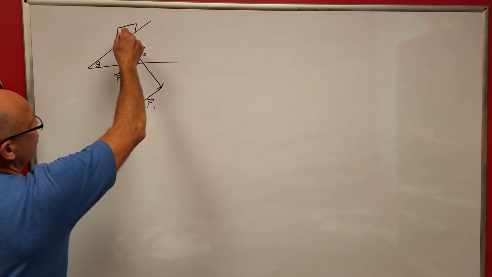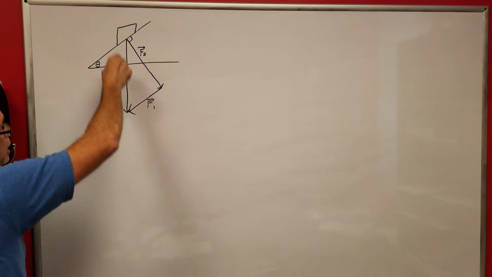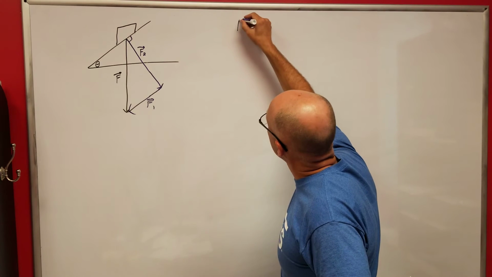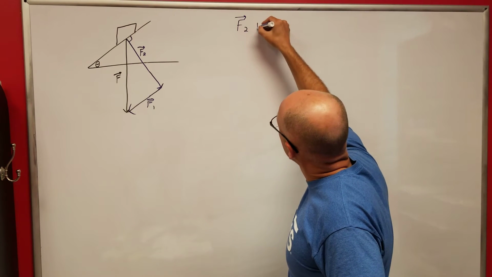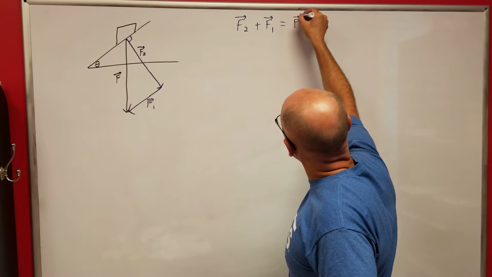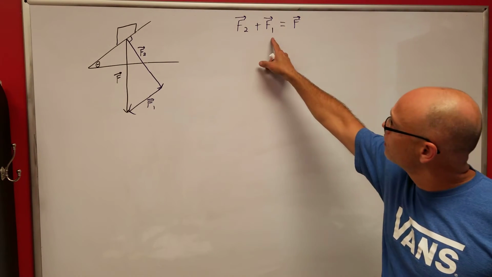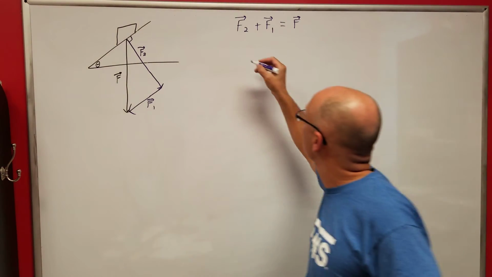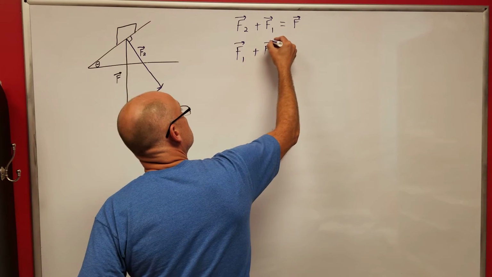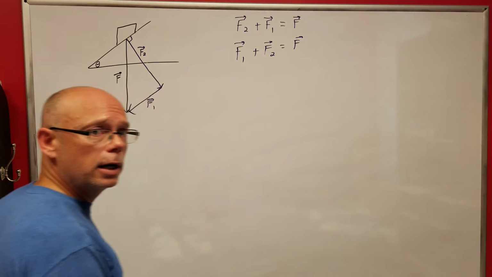And do you agree that if I take f2 and add it to f1, I will get the f vector here? So let's say f2 plus f1 is equal to the f vector, right? And that's basically decomposing it into its components. I could say if I wanted to, then f1 plus f2 is equal to f. Either one of those ways, okay?